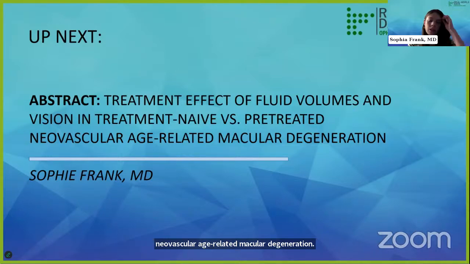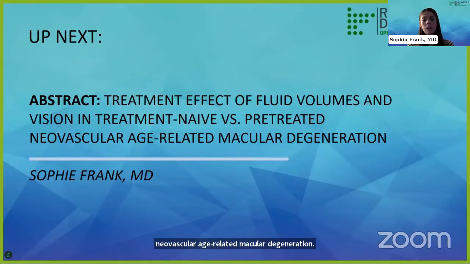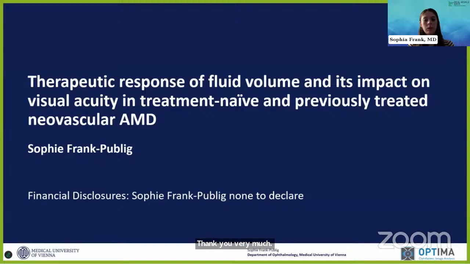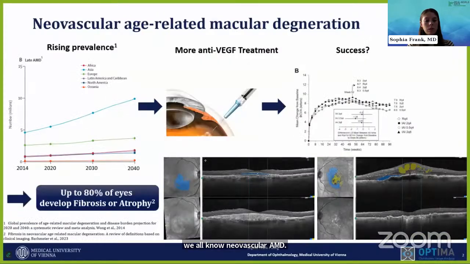Thank you very much. So today, we all know neovascular AMD. We keep treating our patients, but even though we give more and more anti-VEGF injections, do we have success with our patients? Because up to 80% of them develop fibrosis or atrophy.